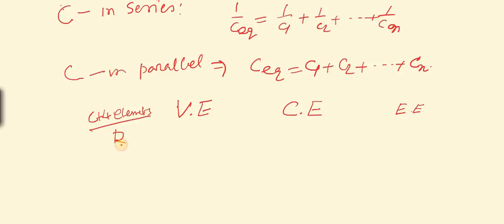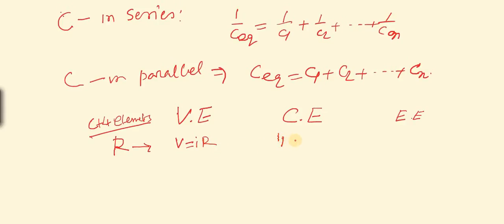First, resistance. In case of resistance, what is the voltage equation? A simple equation, V is equal to IR. And the current equation, just divide it: I is equal to V by R. And the power equation is P is equal to I square R.